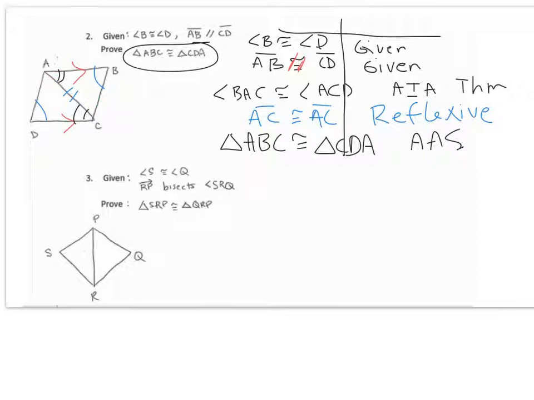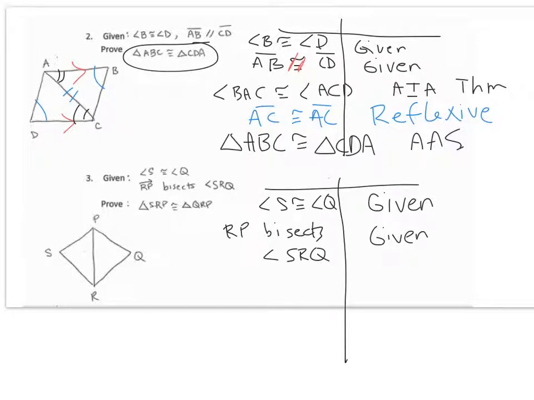Okay, next one I'm going to write my given. Okay, I wrote the two givens, now I'm going to mark them. So angle S is congruent to angle Q. The ray RP bisects angle SQR. So remember, if a ray bisects an angle, that creates two congruent angles. So these two angles have to be congruent. So now I need to write that they're congruent.